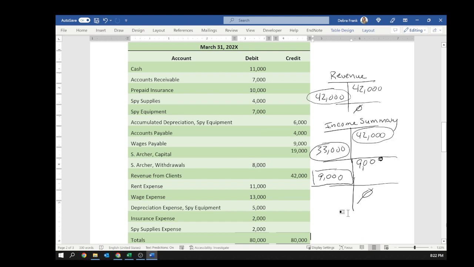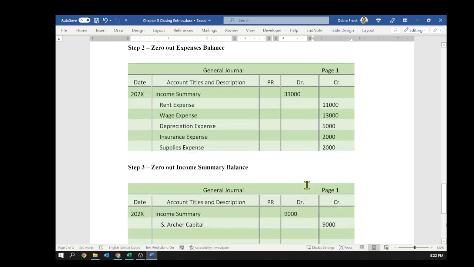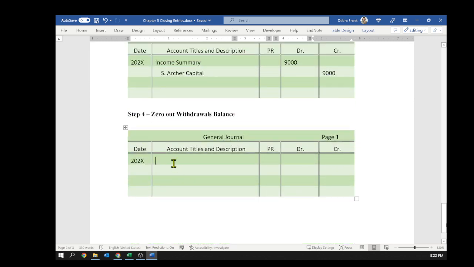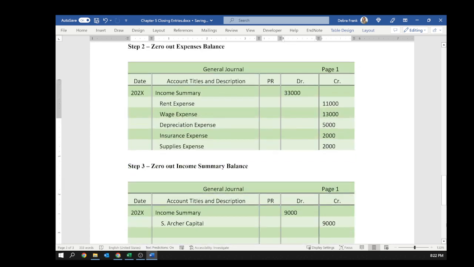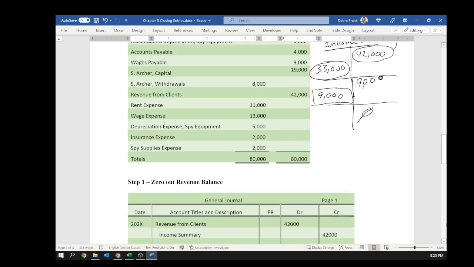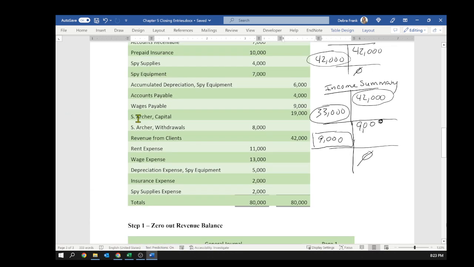Well, I could do my T account, and I'm going to do a credit to close out withdrawals, right? And close out that debit with a credit. So withdrawals will be a credit. And then what's my debit going to be? I'm going to just go straight to income summary. So my debit will be S. Archer Capital. So straight to capital. I think I might have said that wrong earlier. So we're just going to go straight to capital with our debit for 8,000.